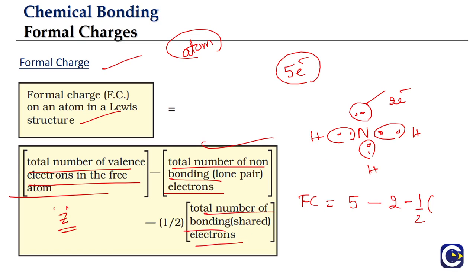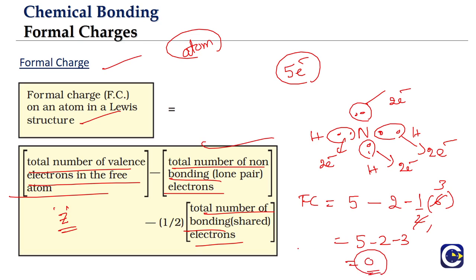Shared pairs. See, here we have 2 electrons shared, here 2 electrons shared, here 2 electrons shared. Totally what is the number of shared electrons? 6. So 2 ones are, 2 threes are, what is it? 5 minus 2 minus 3, what is it? 0. So in ammonia the formal charge on nitrogen is what? 0.